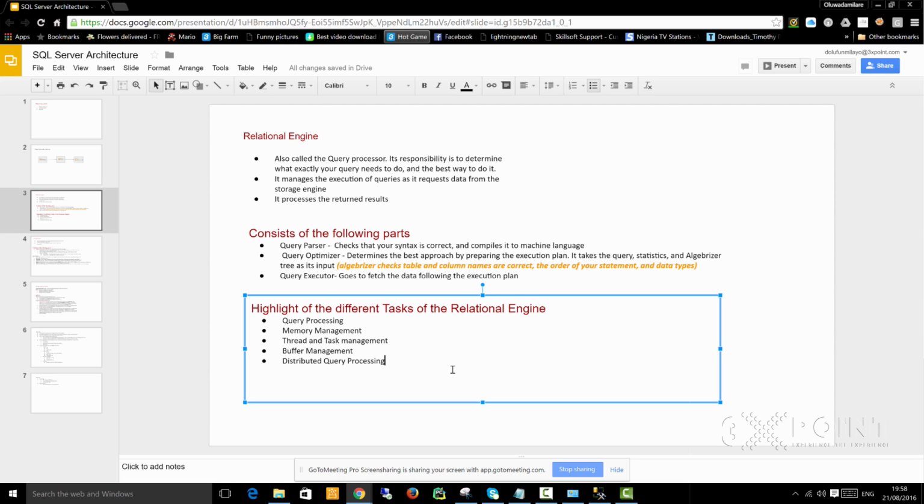it initially got committed somewhere, because it understands that it is not just a transaction happening on one server, it is a transaction happening across multiple servers. So that's the distributed query processing.